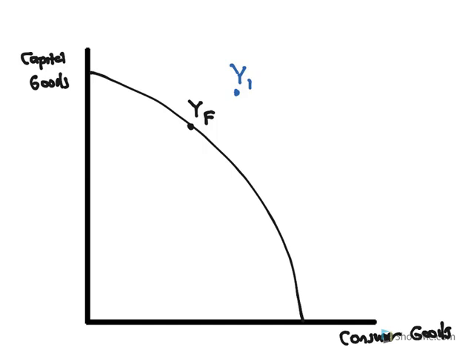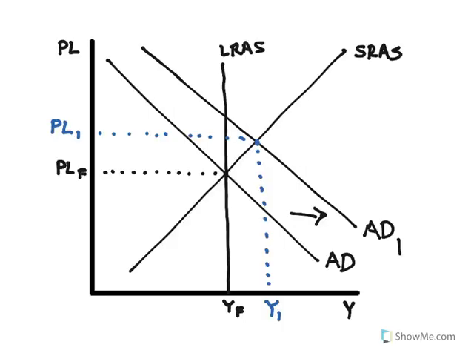You're not going to be able to do that over a longer period of time. And the question is why? Why will the economy actually come back to YF and not stay at Y1? The answer has to do with the sticky wage theory, which really is the linchpin of this whole unit. Really important to understand this.